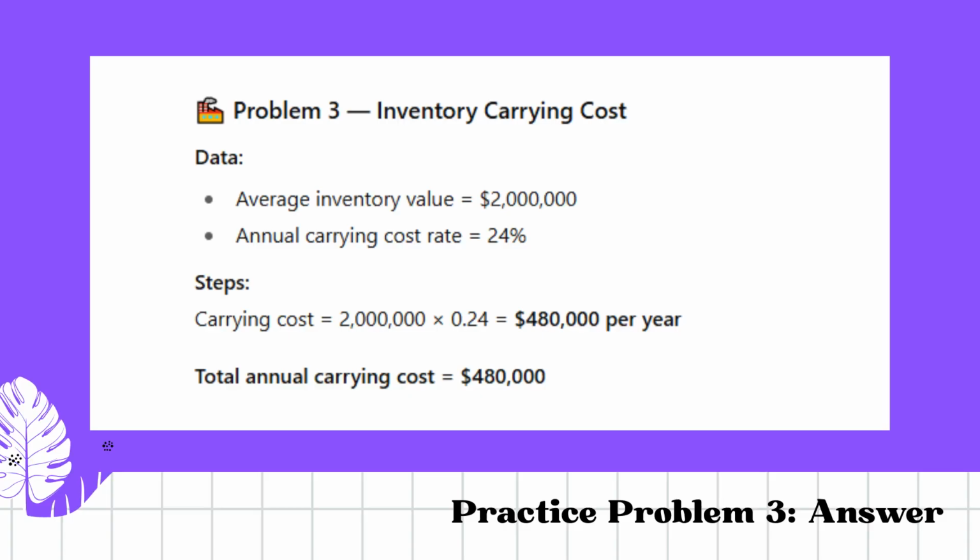Explanation. Problem 3. Inventory carrying cost reflects how much it costs the business to hold goods in stock, including storage, insurance, and cost of capital. To find it, we multiply the inventory value by the carrying cost rate. 24% of $2 million equals about $480,000 per year. That's the annual cost of keeping that inventory sitting on the shelves.